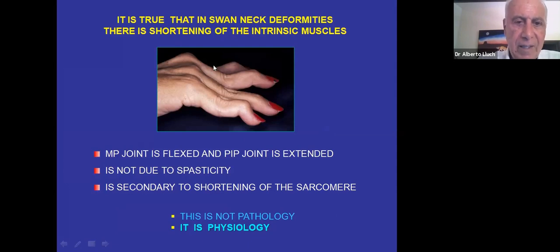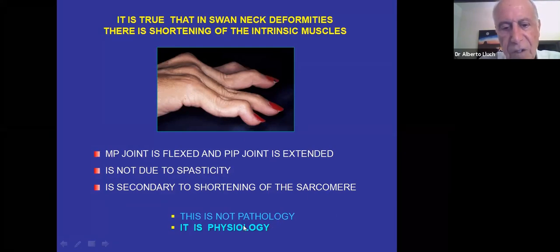But, and here we can see it in these pictures, swan neck deformity: the MP joint is flexed and the PIP joint is extended because the intrinsic muscle is shortened. But this is not due to spasticity of the intrinsics. This is secondary to shortening of the sarcomere of the intrinsic muscles. And this is not pathology, this is physiology.